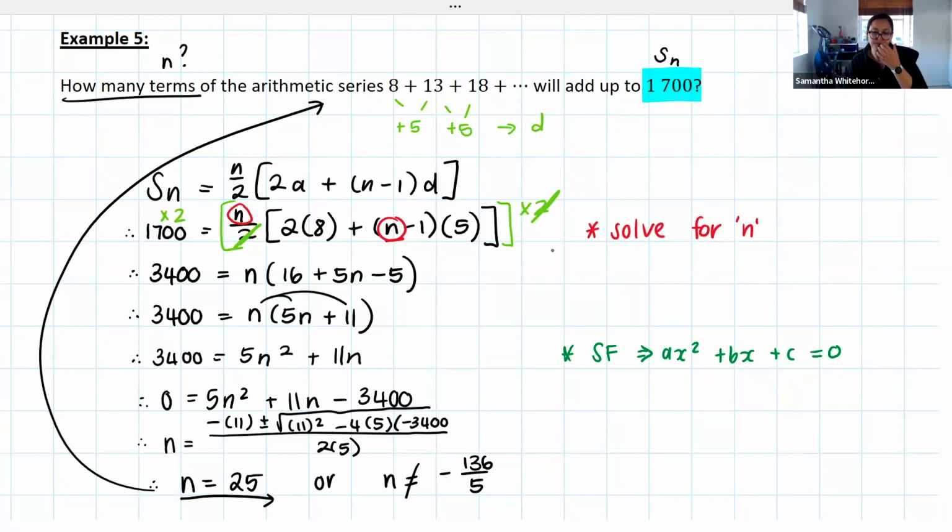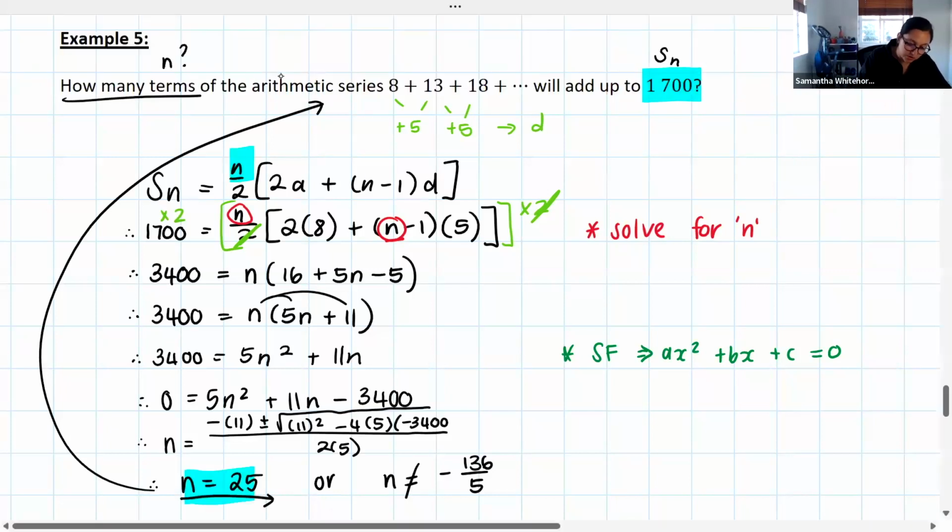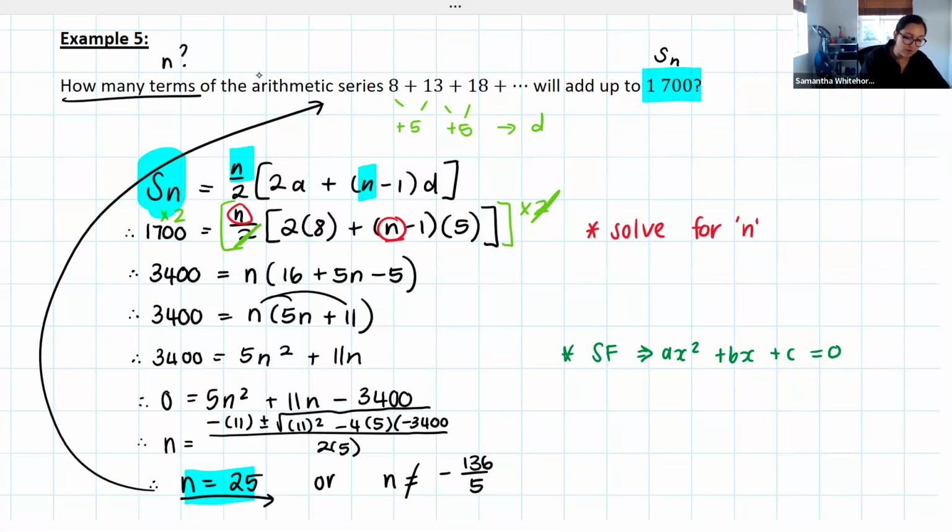And so now we know that if we add 25 terms of the series, we will get a sum of 1,700. Now, guys, as I've said before, check yourself. If you're not feeling sure, go check. Take this value of n that you have just determined and sub it into your original formula and make sure that the sum of 25 terms is 1,700. So there are ways to check yourself whenever you're using a formula and you're solving for a variable.